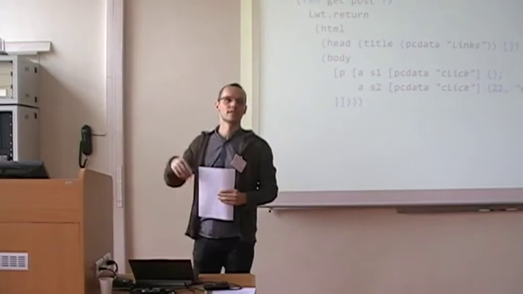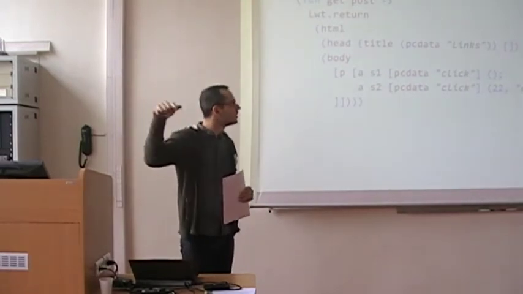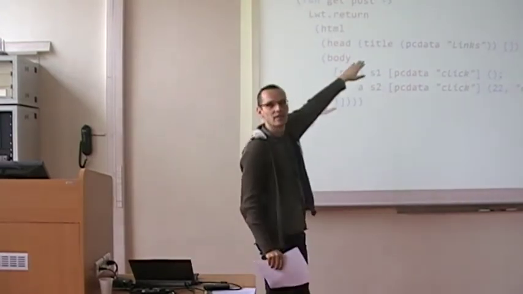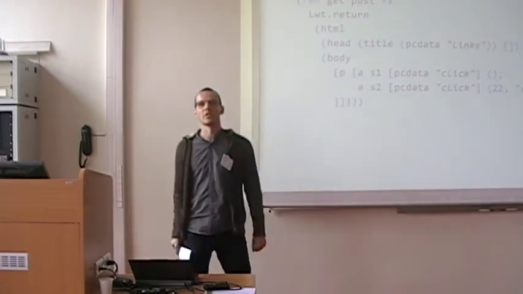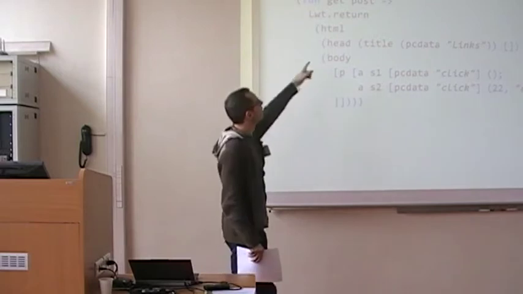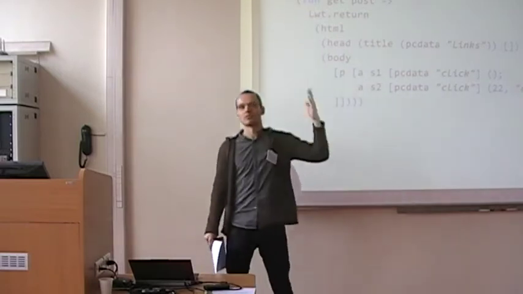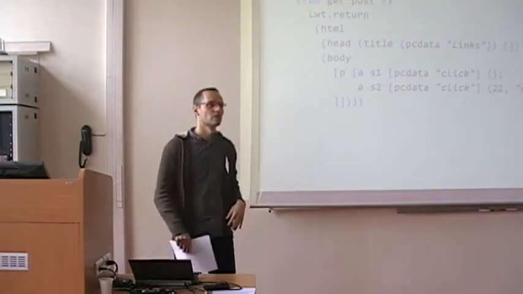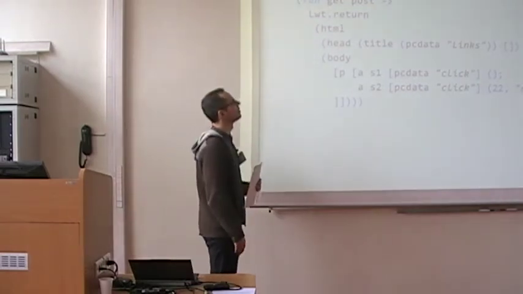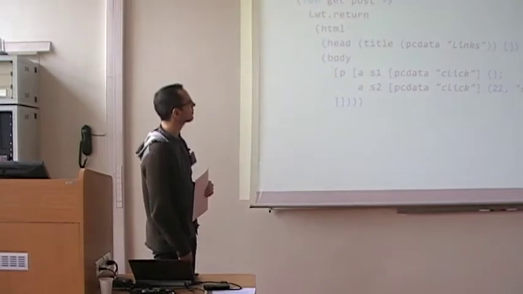Here, the URL is my/service. Unit means that this service does not take any parameter. And then you have the function that generates the page from get and post parameters. Get parameters are the parameters in the URL, and post parameters are sent in the body of the HTTP request.